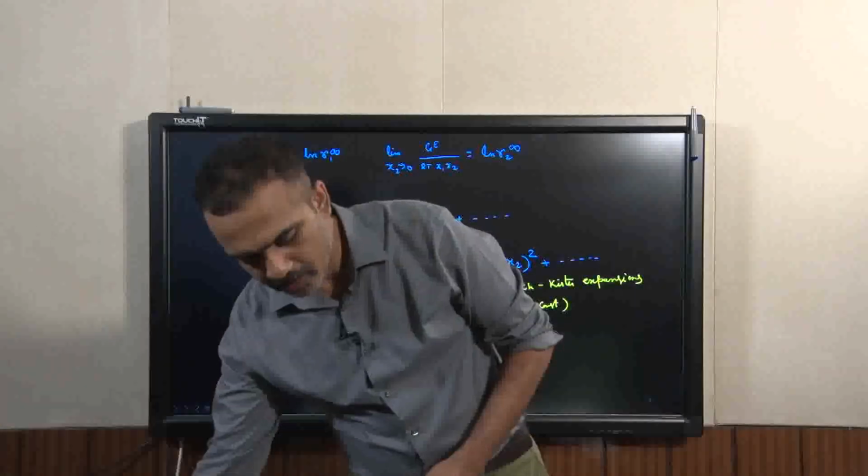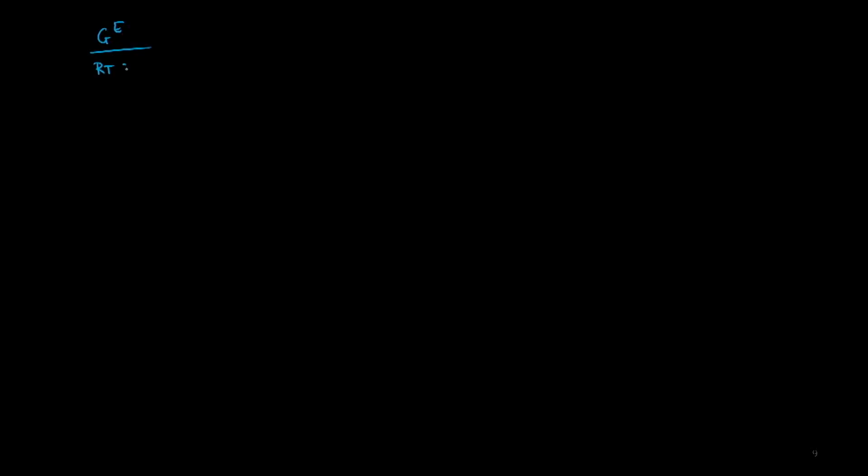So let's start with the simplest scenario, and let me demonstrate how we calculate the activity coefficients based on this model. GE by RT x1 x2 is only A. Every other term after A, including B, is 0. If this is the case, then GE by RT x1 x2 will simply be A, or GE by RT will be A x1 x2. Now, if I want to find the activity coefficients from this particular model, then we want to obtain G1 bar E and G2 bar E.